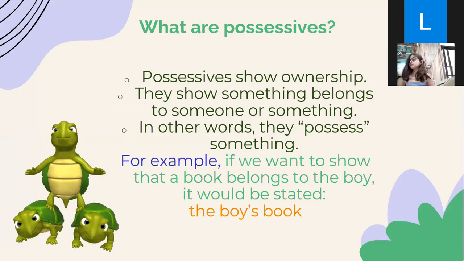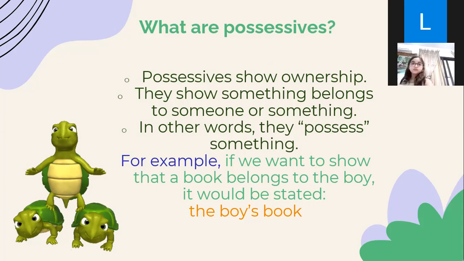For example, I have a phone. So this phone belongs to me. The possessive nouns, they show the ownership. They show who owns this phone. They show that I own this phone, or the possessive nouns show that this phone belongs to me. So possessives show ownership. They show something belongs to someone or something else. Or in other words, we can say they possess something.